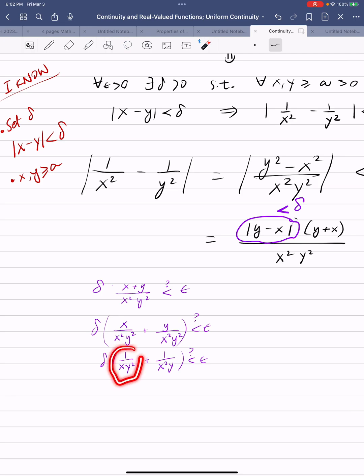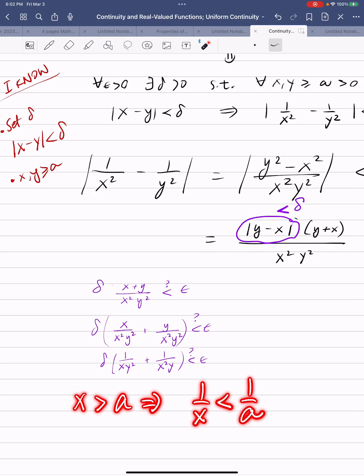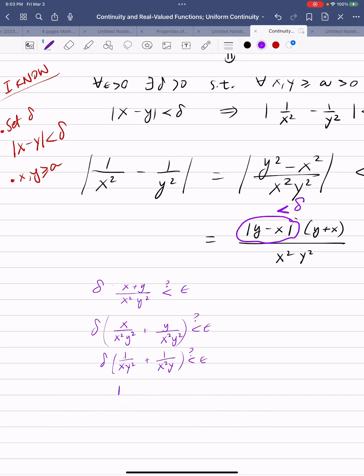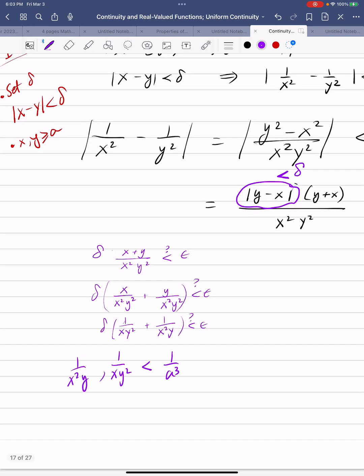I'm looking here, and I'm trying to get all of this to be less than epsilon. And I know that x and y are at least a. So if x is bigger than or equal to a, then x bigger than a implies 1 over x is going to be smaller than 1 over a, and a is bigger than 0. The same thing is going to be true for y. So 1 over x y squared is going to be less than 1 over a cubed, and also 1 over x squared y is going to be less than 1 over a cubed.